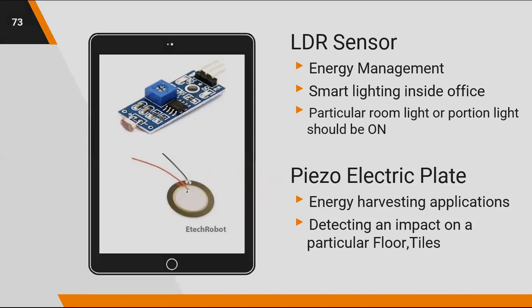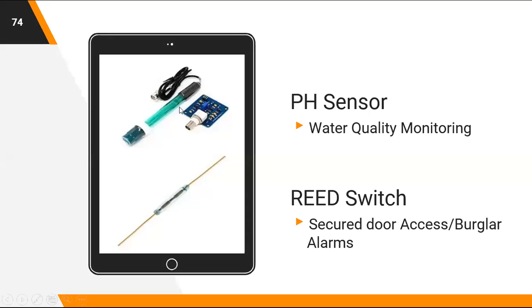Next is the pH sensor. This kind of sensor, you might have seen it. This is the image of it. This is used for measuring the quality of your water. The pH sensor has various kinds of series.